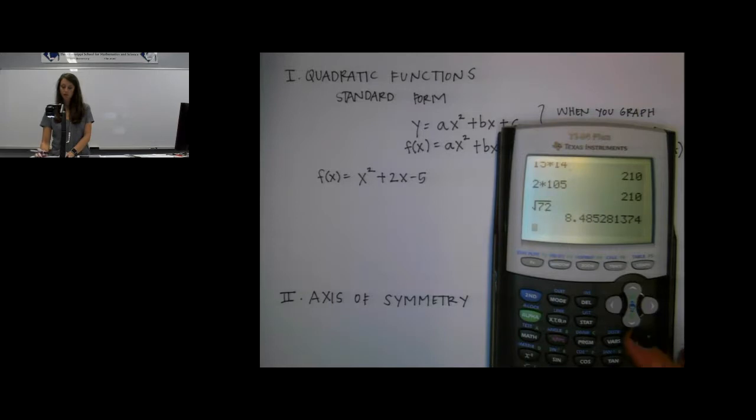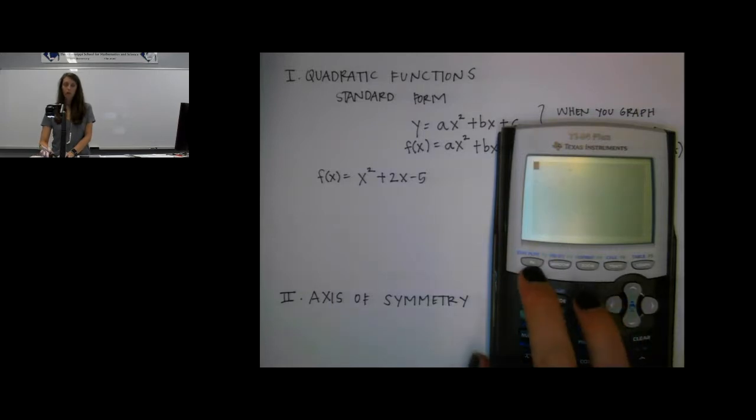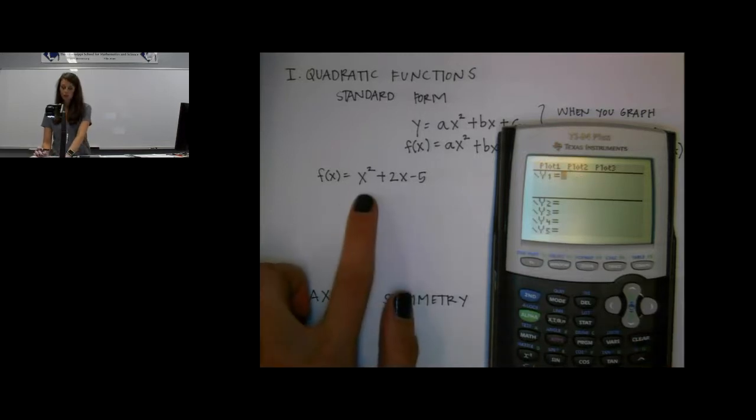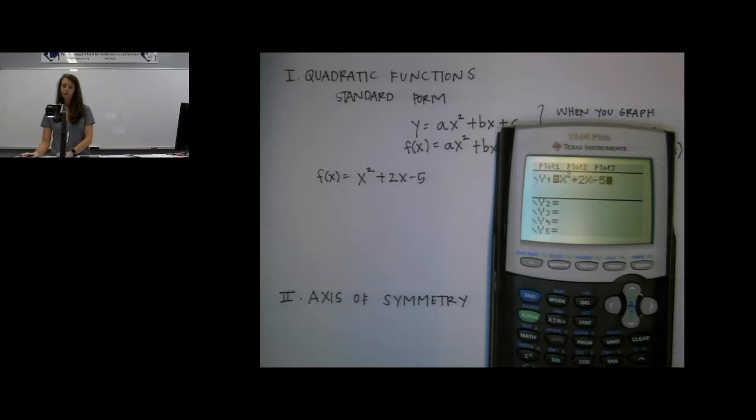Turn it on, and now go to the y equals button there. Clear anything that you have in there out. So we're going to type in x, and that's going to be squared, plus 2x, minus 5. Now I want you to go over here and hit the graph button. So what does that look like? Do you see the shape of that graph?